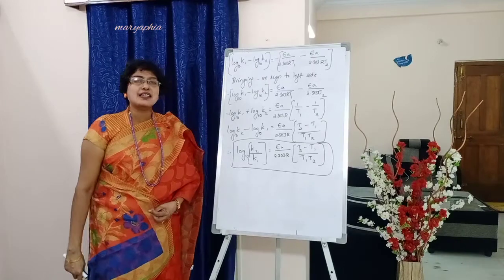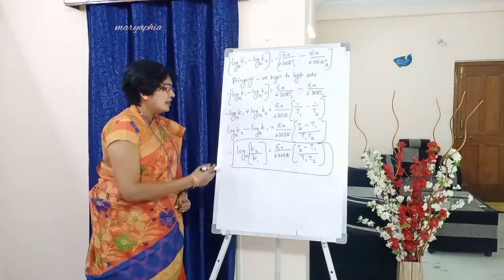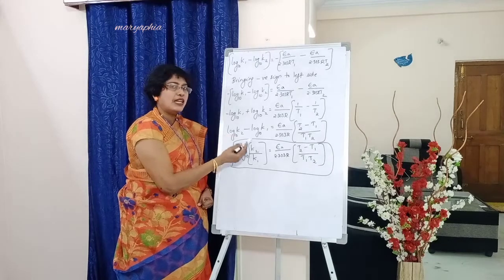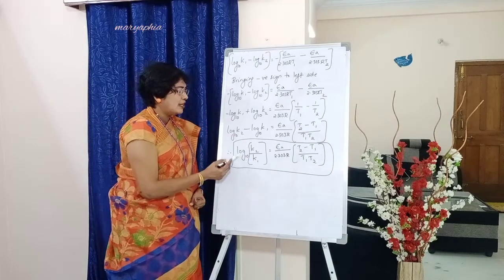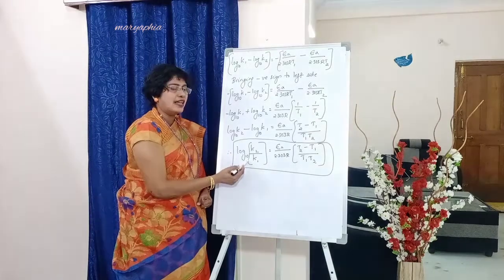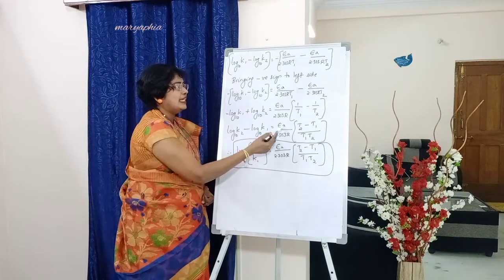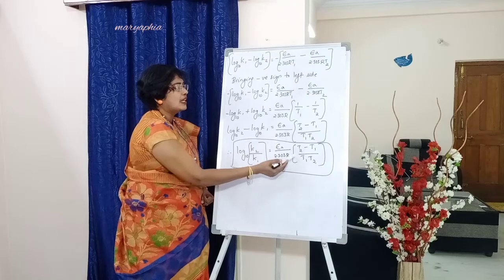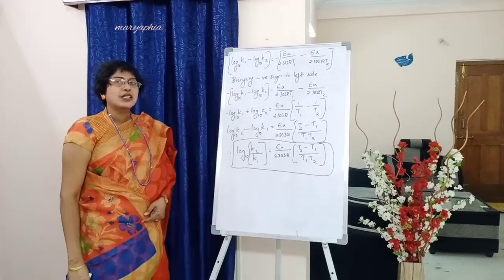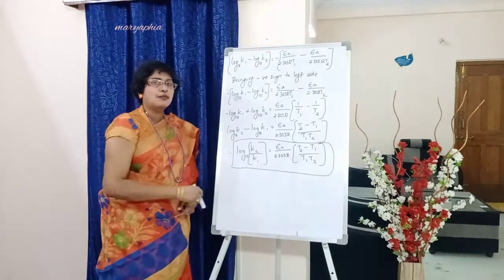Therefore, the last and final step, students. Log m minus log n is log m by n. Therefore, log of K2 by K1 base 10 is equal to EA by 2.303 R into T2 minus T1 by T1 T2. So put it in a box.